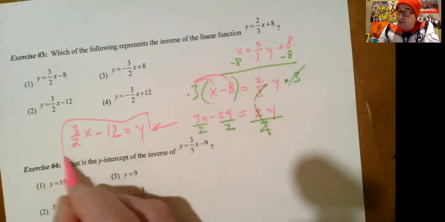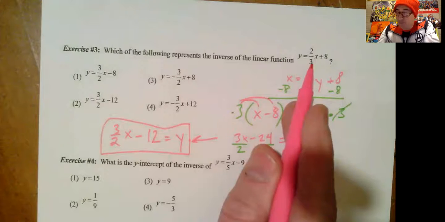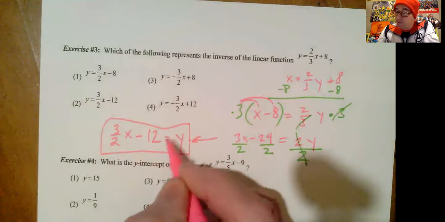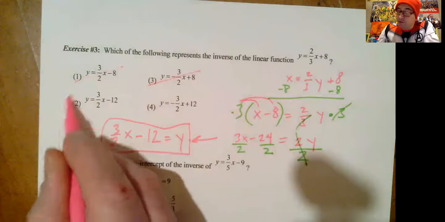This is the equation of the inverse of this linear function. So 3 over 2x minus 12. It's not either of these with the plus 8 and the minus 8. It's this 3 over 2x minus 12.